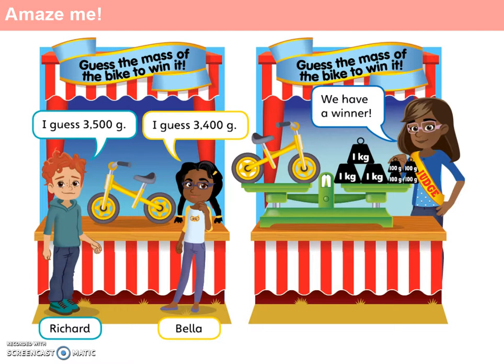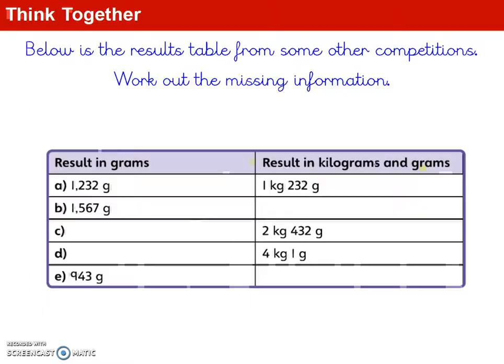So now let's carry on with the textbook and let's look at the first Think Together question. And for this we're going to be looking at the results table from some other competitions that have been carried out at a fun fair, and we need to work out the missing information. So for this we need to be thinking about our part whole models, and we're going to be separating kilograms and grams. And if we don't have kilograms, we're going to have to use that knowledge of 1,000 grams equals 1 kilogram.